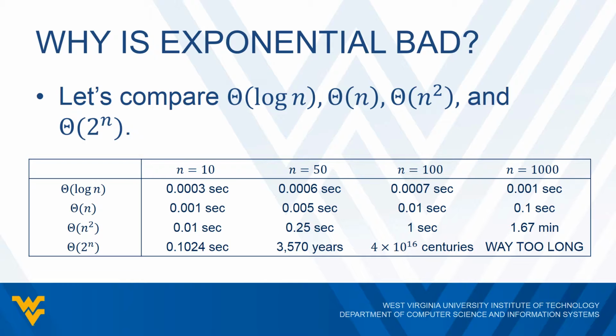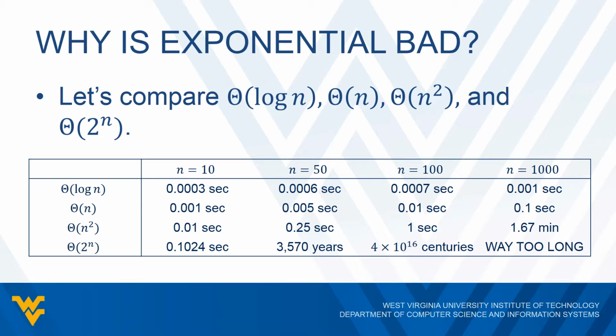Now let's take a look at theta of 2 power n. When n is 10, it's going to take 0.1024 seconds. Okay, that's not so bad. Now, when n is 50, it's going to take 3,570 years. That is not an exaggeration. Just that one jump from n being 10 to 50 takes that long in order to solve the problem. And then it gets worse when we increase n even more.